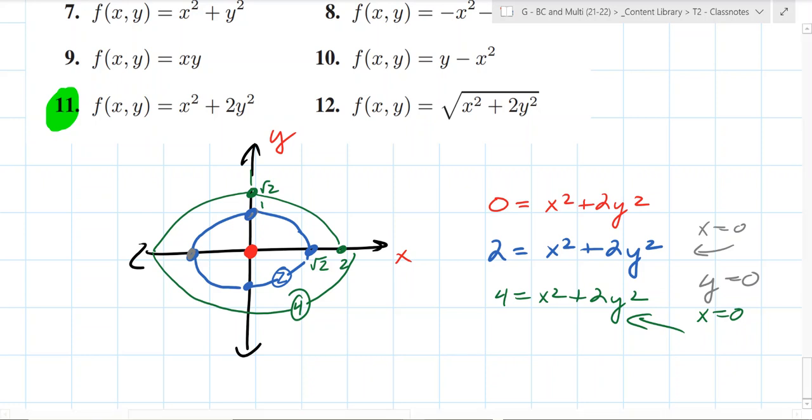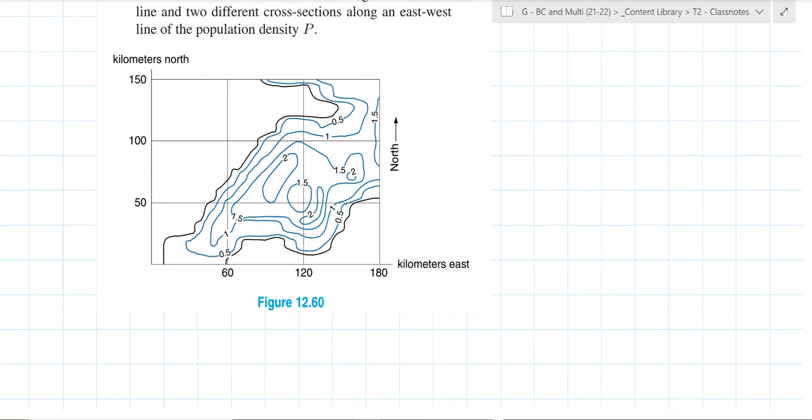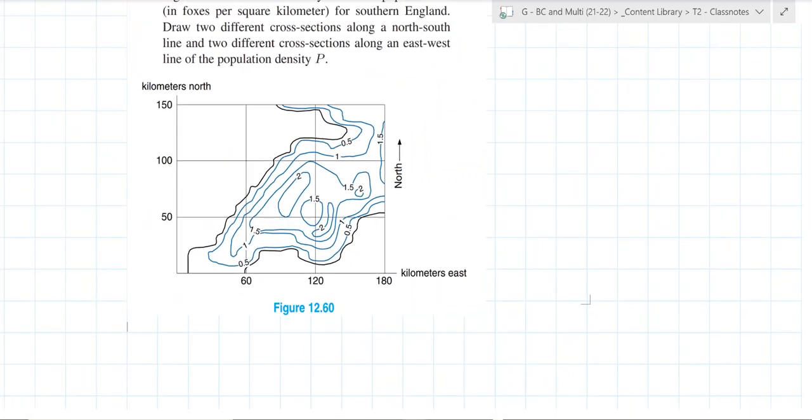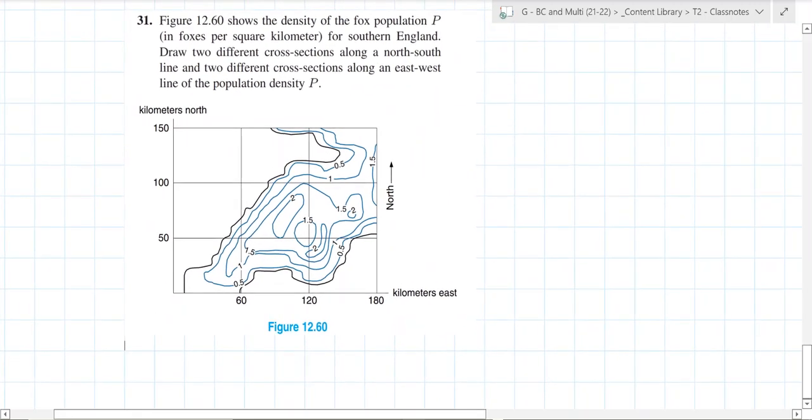Let's pick a different one here. There we go. It says, draw 2 different cross-sections along north-south and 2 different cross-sections along east-west for the population densities. So what that means is you make a cut. This is a 3-dimensional surface. The higher it is, the more dense the foxes are. There are more foxes where the number's higher. Do you understand what you're looking at here?